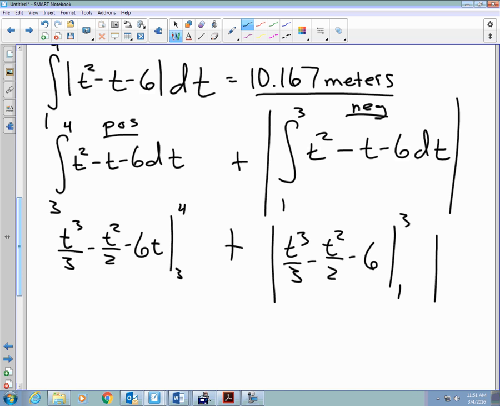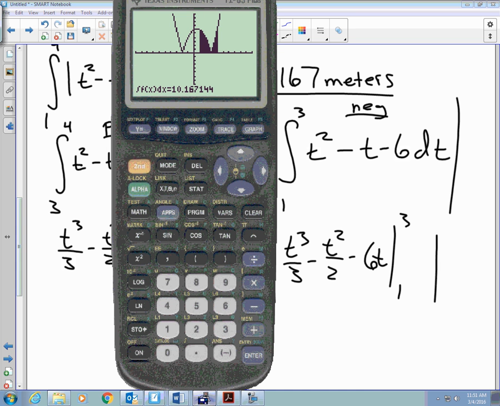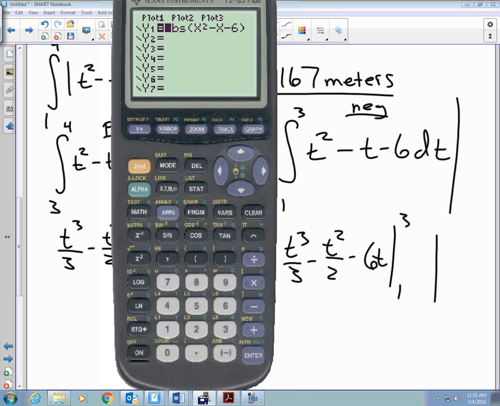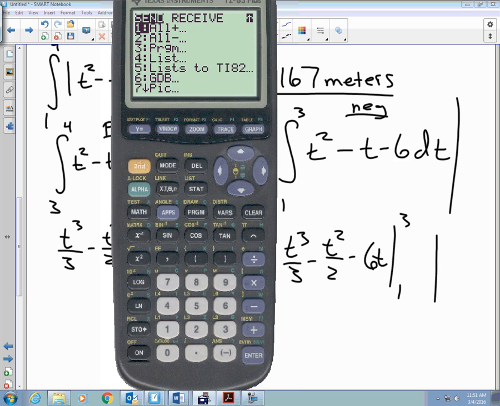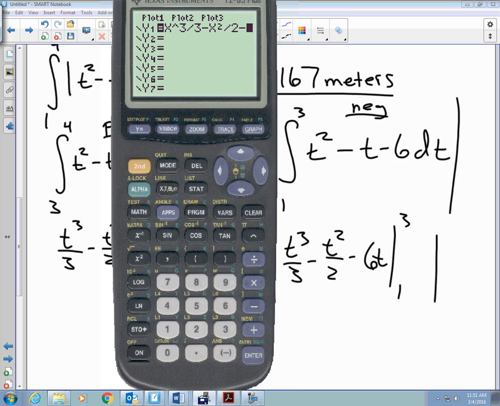So here's how I'm going to create a shortcut here. I'm going to type this into my calculator and then go to my table to evaluate those. So I'm going to go into my calculator. I'm going to do value. Again, I'm just doing that to try to save time here. I'm afraid we're going to run out. So we'll go x to the third divided by 3 minus x squared divided by 2 minus 6x.